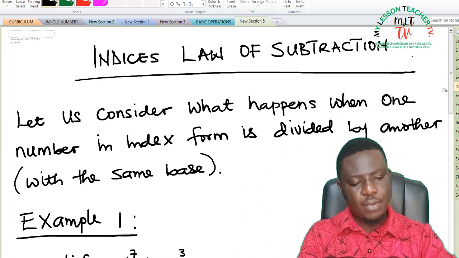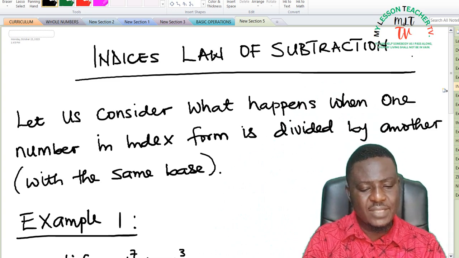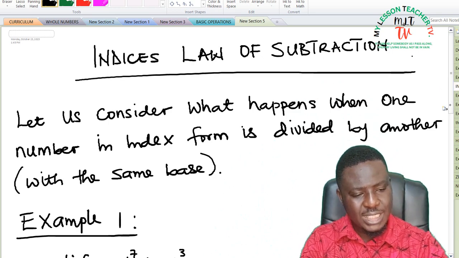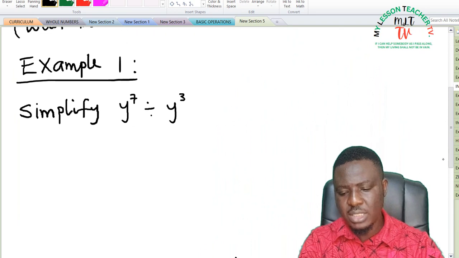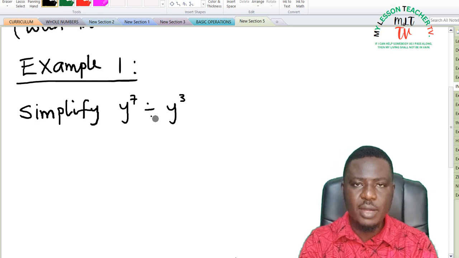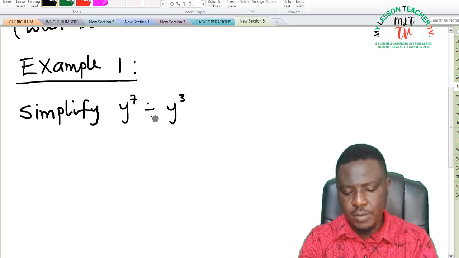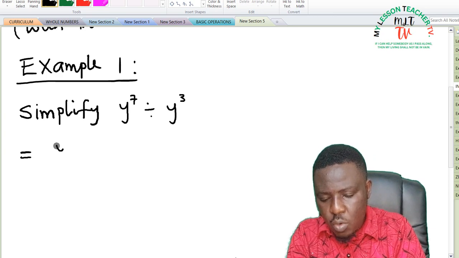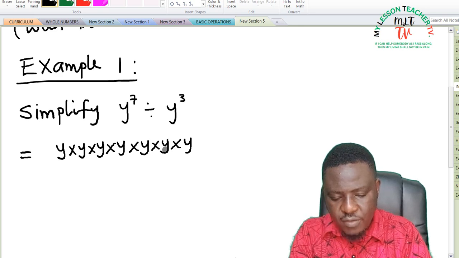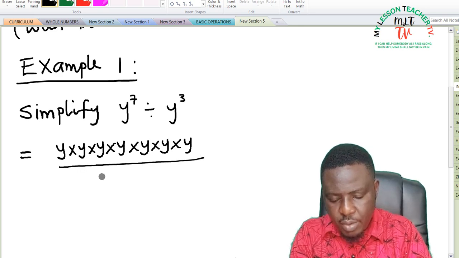Let us consider what happens when one number in index form is divided by another with the same base. Just like what we did in addition. Example 1 says we should simplify y raised to the power of 7 divided by y raised to the power of 3. This can be written as y times y times y times y times y times y times y, that is 1, 2, 3, 4, 5, 6, 7, divided by y times y times y.